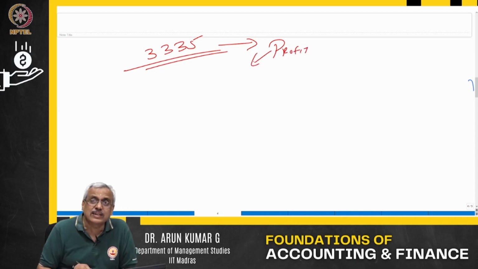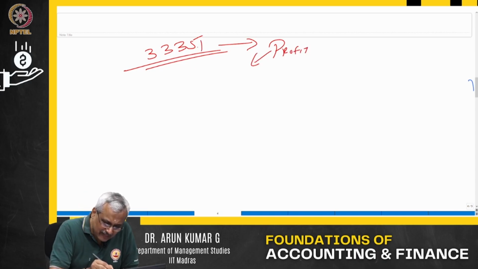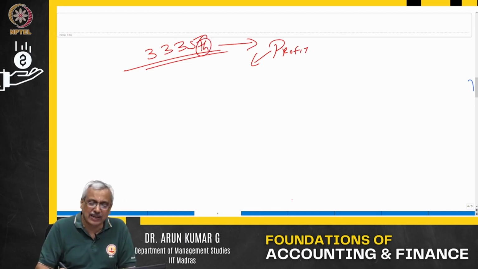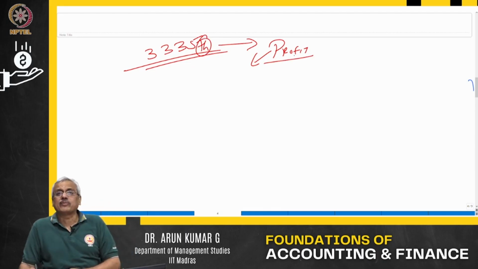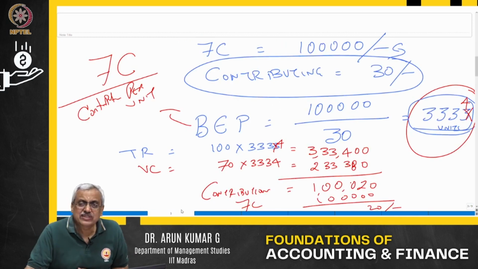The contribution that the extra unit gives me, the 335th unit, is basically going to be my profit, as you can see in the previous case itself. My contribution is 3,333.33. So if I manufacture 3,333.33 units, my total revenue I could multiply, then my variable cost I could multiply, and my contribution would have been exactly 1 lakh.